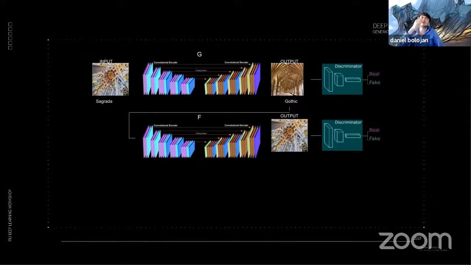So here you have the process that I was describing with sentences from English to German to English. You have one network, from Sagrada to Gothic. You perform that translation from Sagrada to Gothic, but then you have to prove that you're able to translate back from Gothic to Sagrada. In this way, the network really proves that it was actually able to learn.